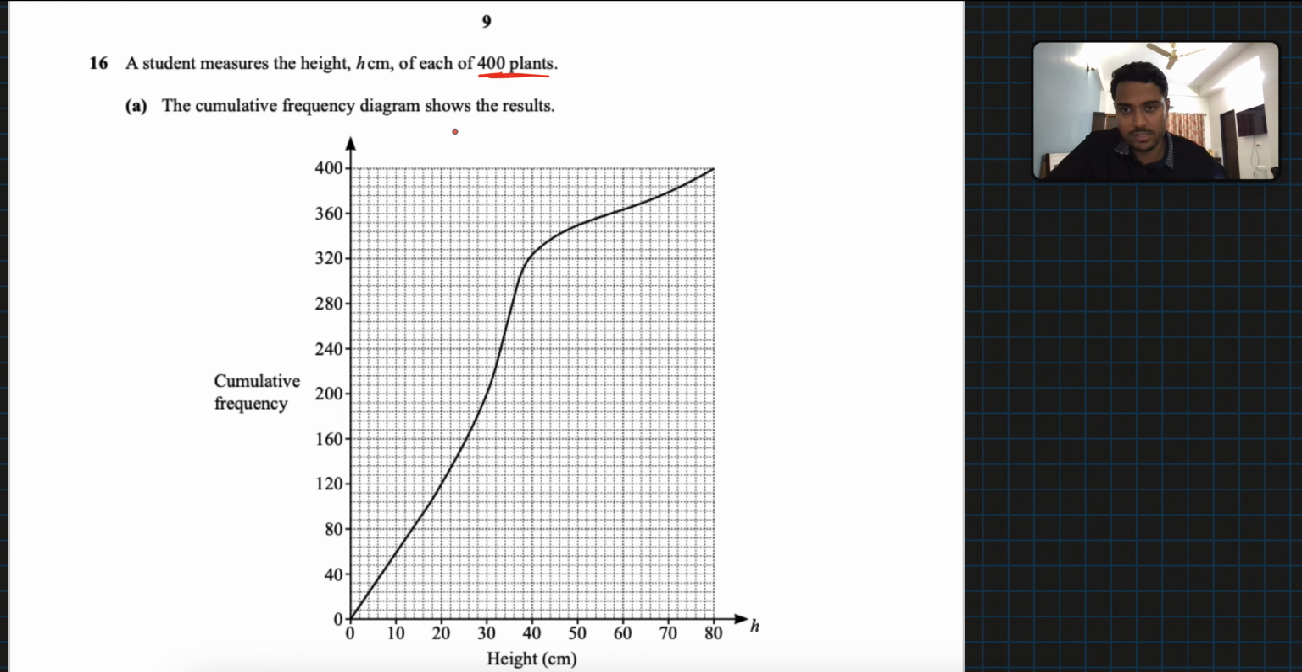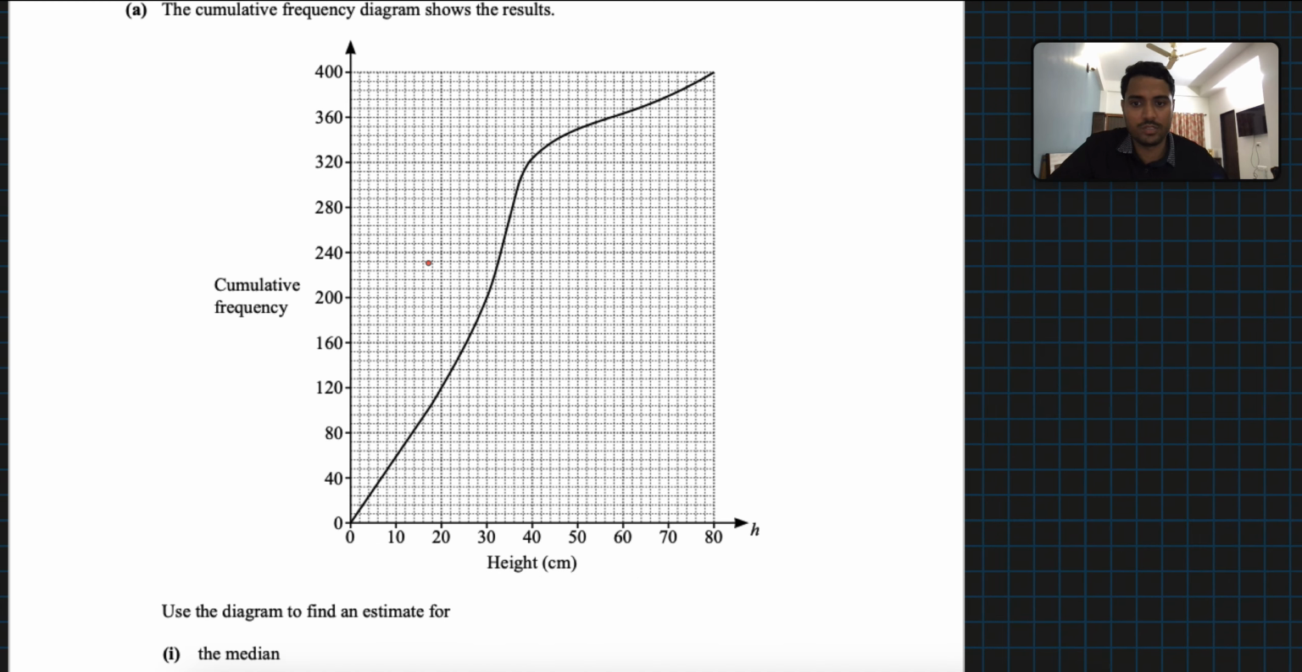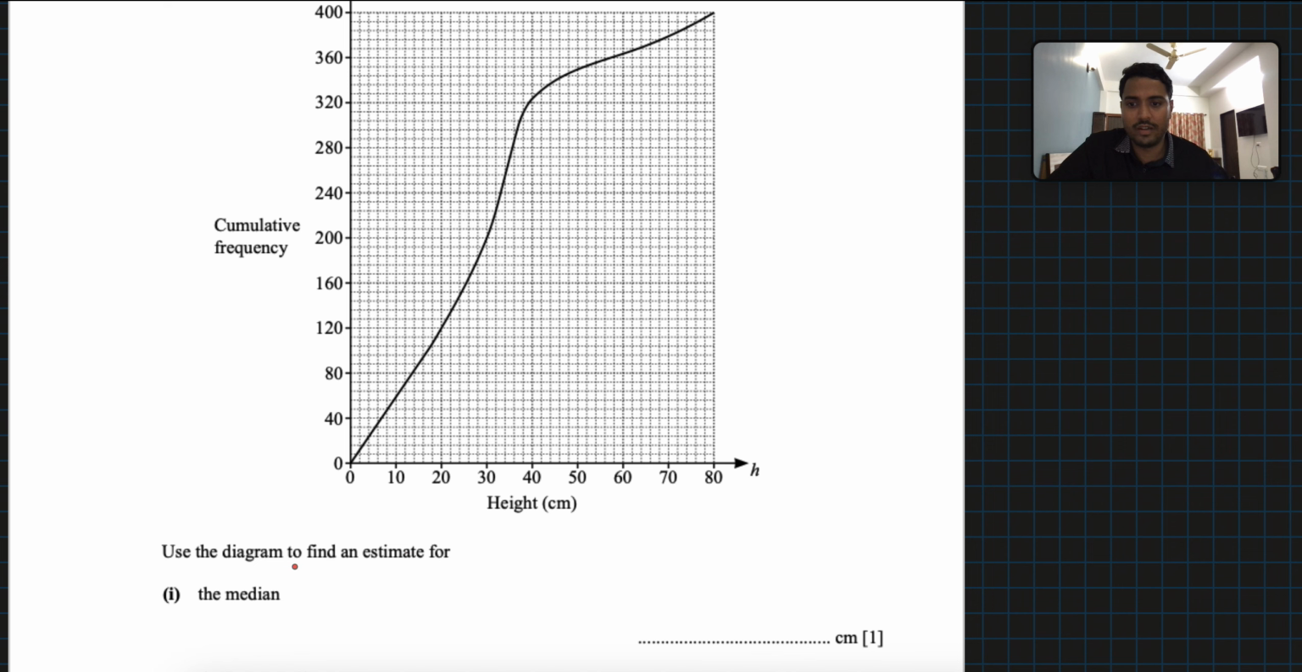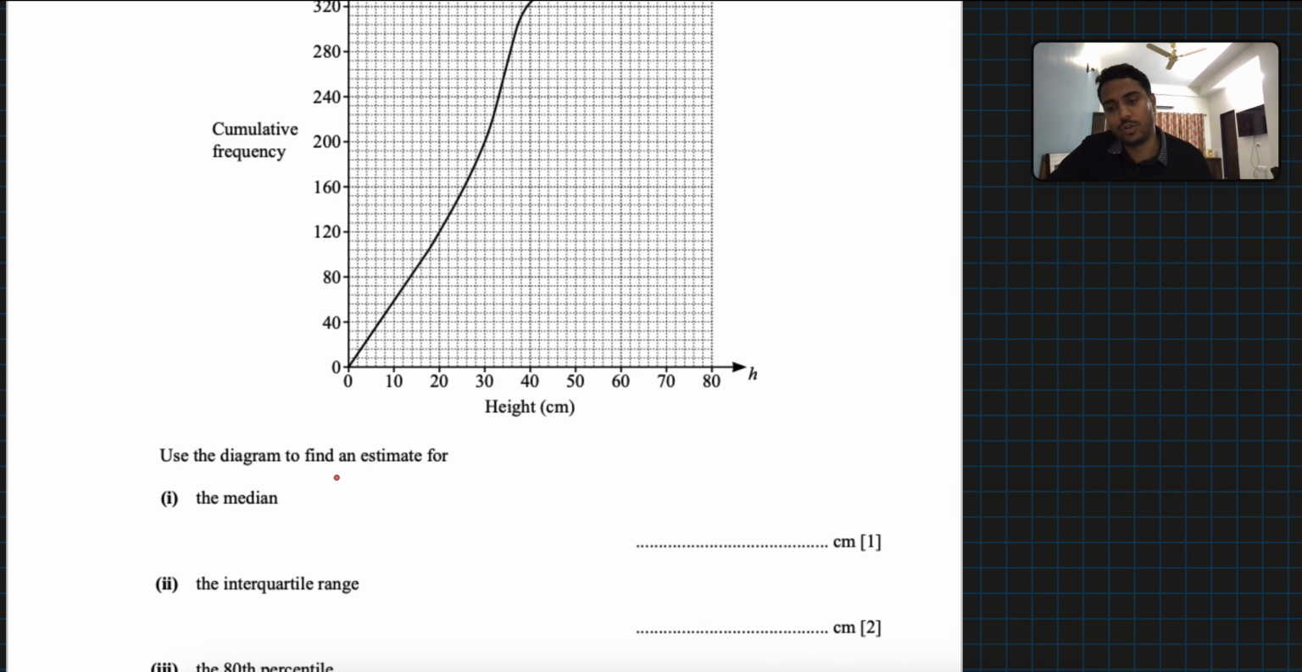The cumulative frequency diagram shows the result. We have the cumulative frequency diagram. It says use the diagram to find an estimate for the median. So what is the median? The median for a cumulative frequency diagram is the n by 2 th value. Median is basically Q2. So your Q2 is the n by 2 th value. N is 400 because there are 400 observations. So 400 by 2 is going to be the 200th value. So check what is the 200th value.